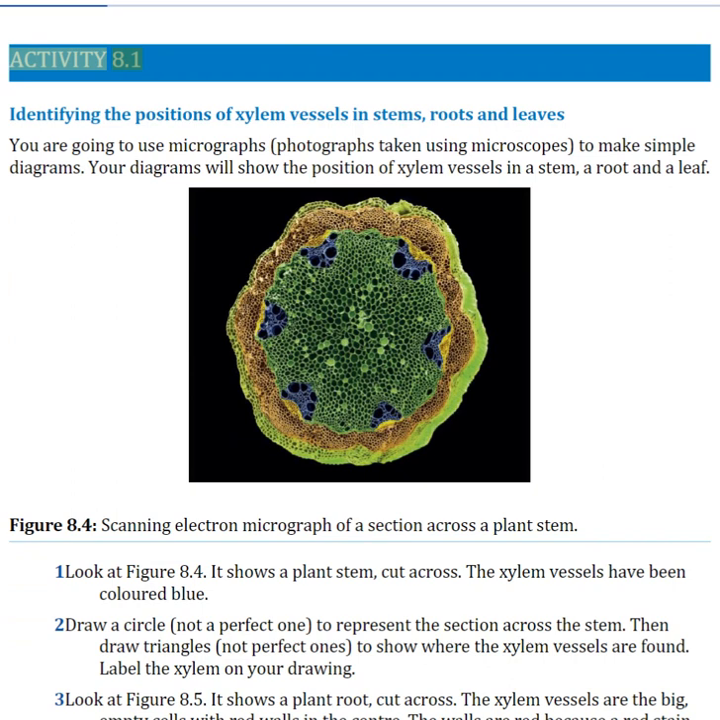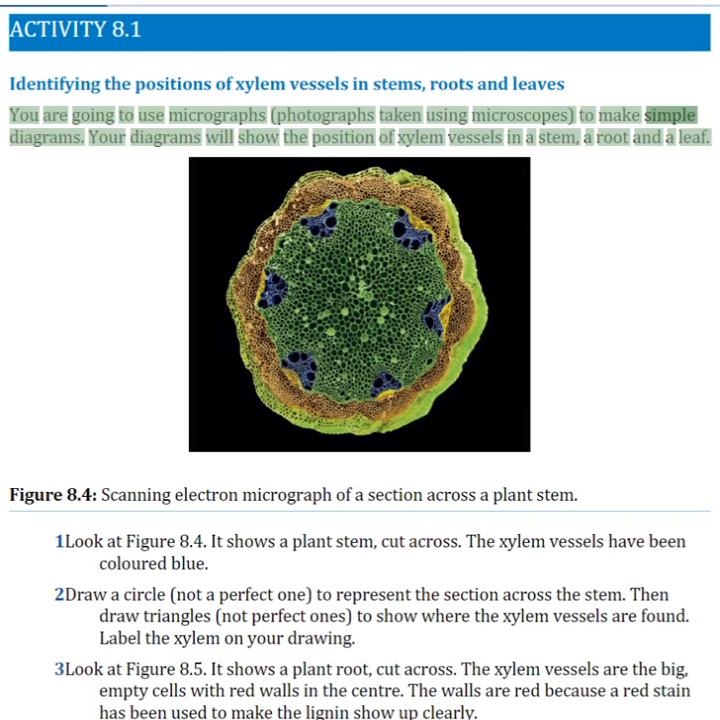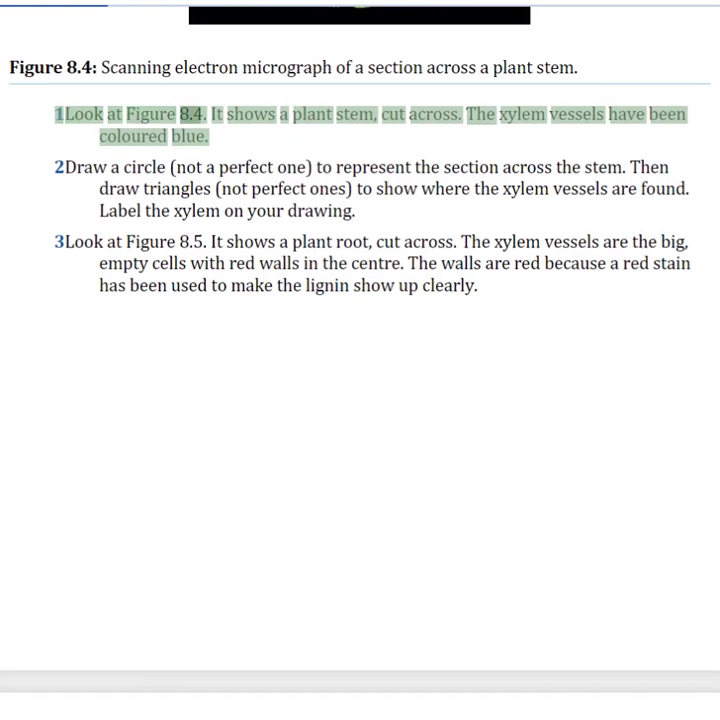Activity 8.1. Identifying the positions of xylem vessels in stems, roots and leaves. You are going to use micrographs to make simple diagrams. Your diagrams will show the position of xylem vessels in a stem, a root and a leaf. Figure 8.4. Scanning electron micrograph of a section across a plant stem. 1. Look at Figure 8.4. It shows a plant stem, cut across. The xylem vessels have been colored blue.